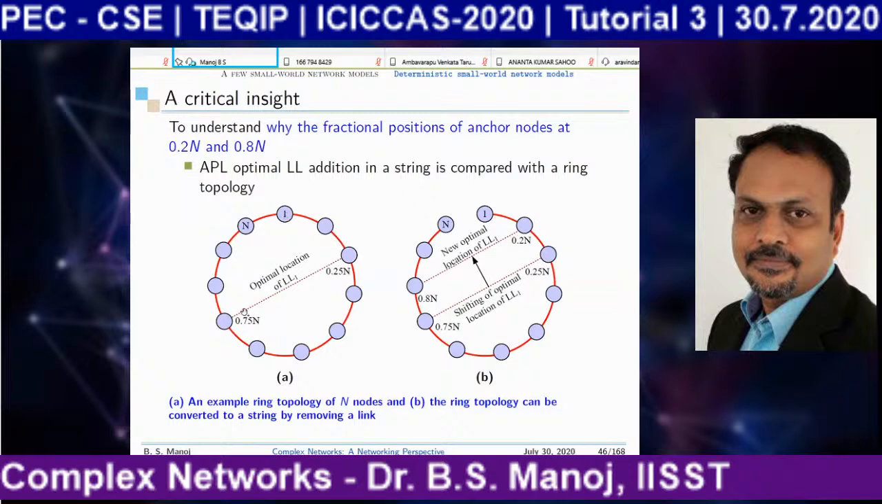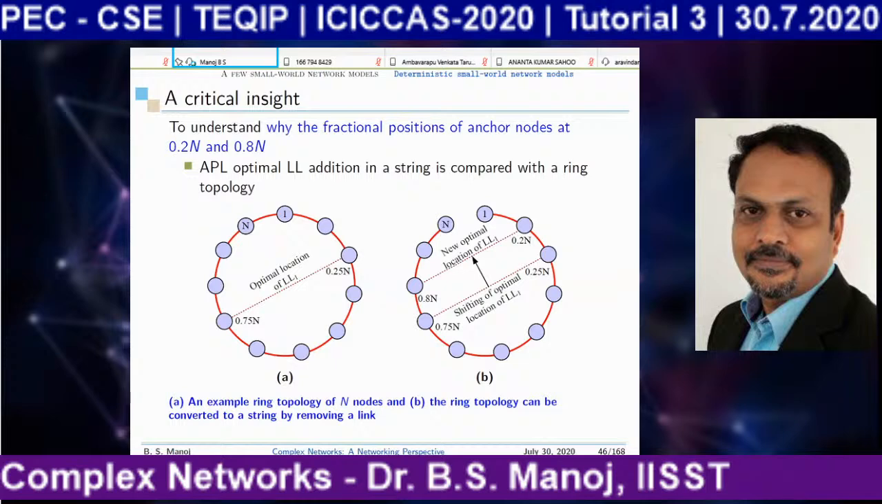But when you have a string topology like that we have shown in the previous slide, you do not have a complete ring. You may have 1 to n nodes. Then the optimal link position shifts to 0.2 and 0.8, and there's only one unique position to add this. And this unique position at 0.2 n and 0.8 n are called anchor points, because those are the points where, when you add a single link, that brings the network APL to the lowest possible value in the network.